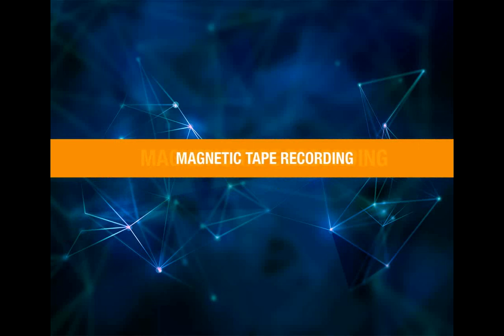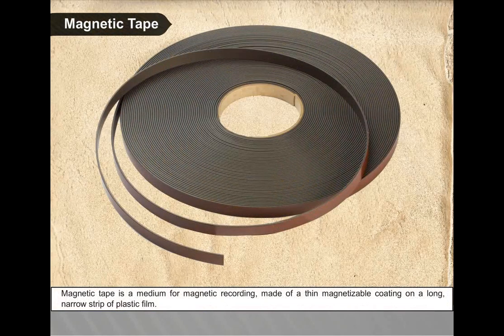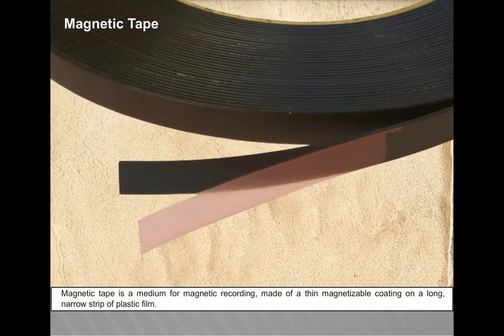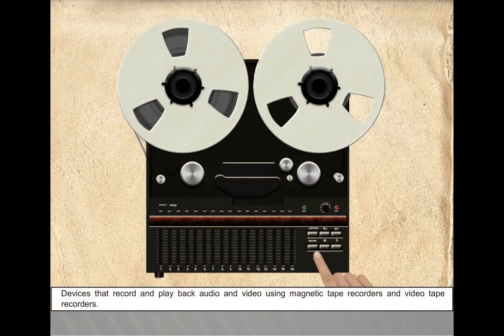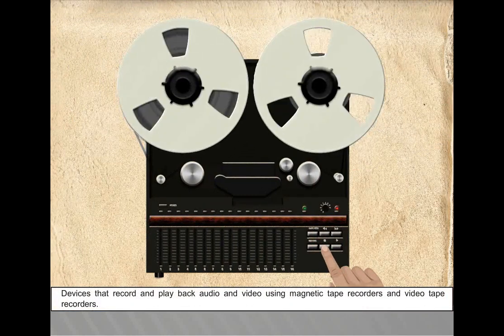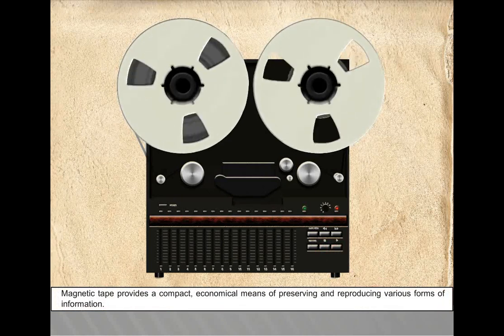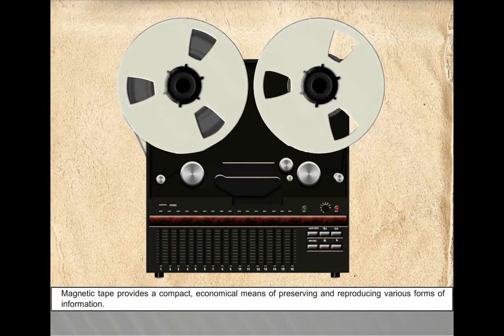Magnetic tape recording. In this video, we are going to learn about magnetic tape recording. Magnetic tape is a medium for magnetic recording made of a thin magnetizable coating on a long, narrow strip of plastic film. Devices that record and play back audio and video using magnetic tape are tape recorders and videotape recorders. Magnetic tape provides a compact, economical means of preserving and reproducing various forms of information.